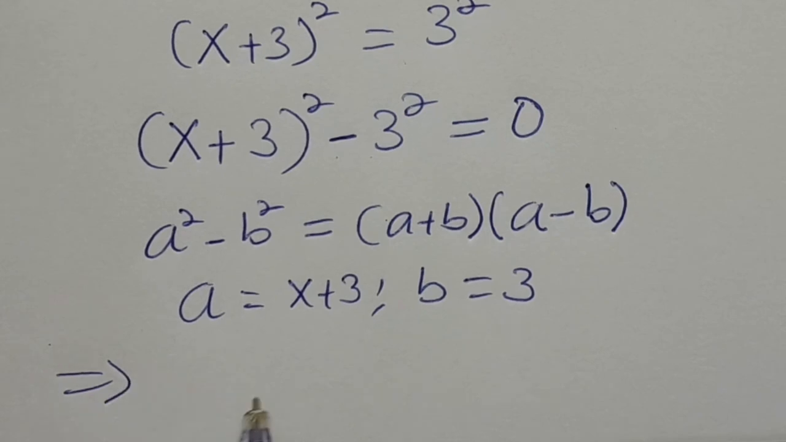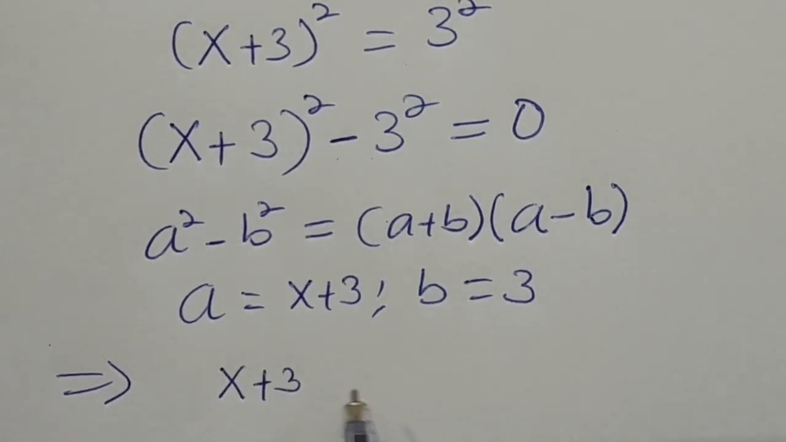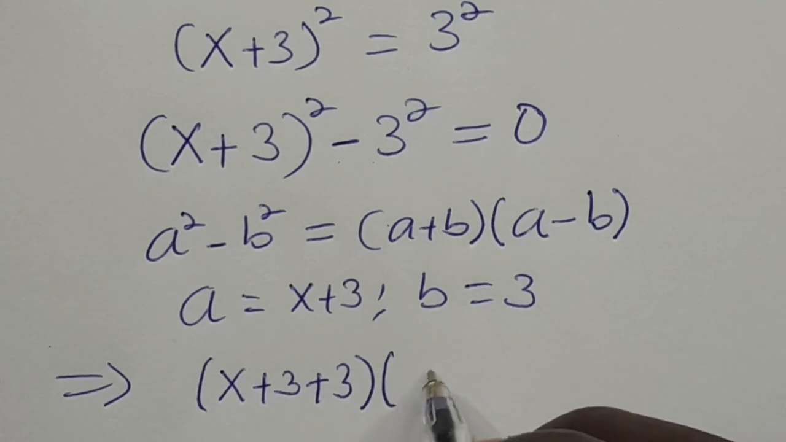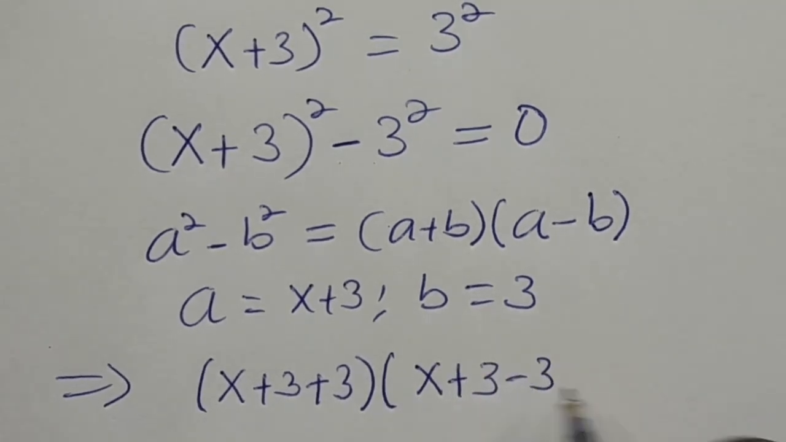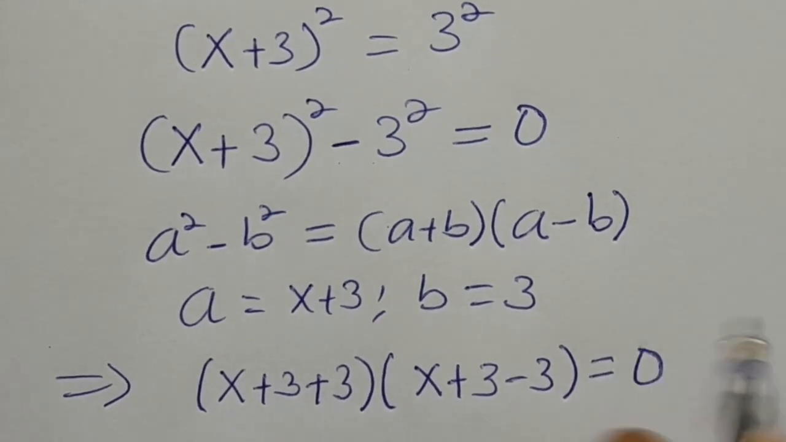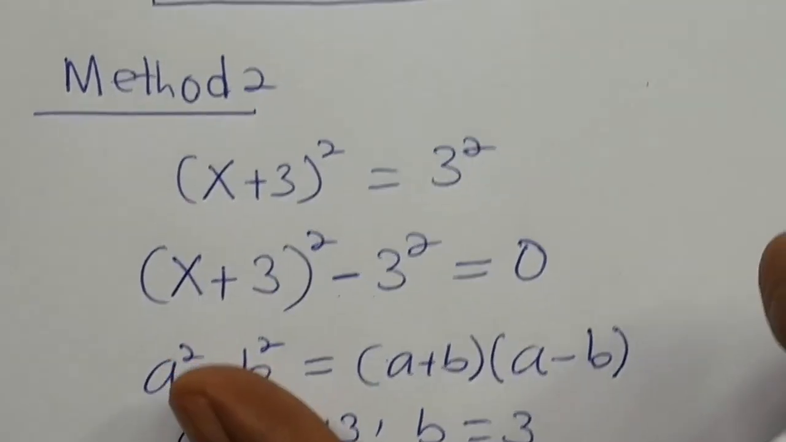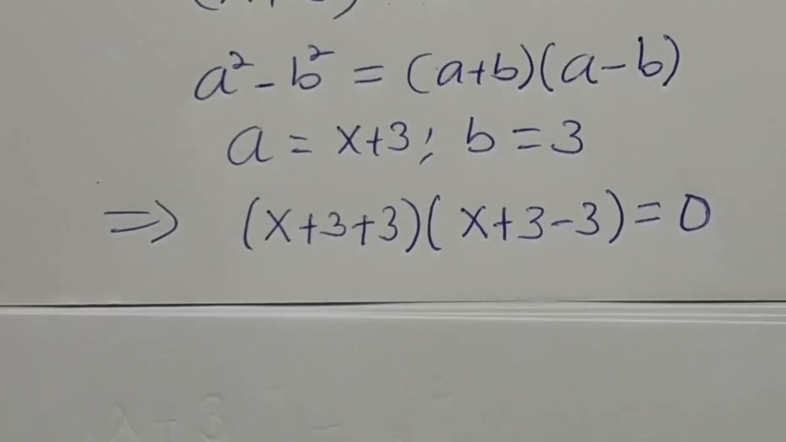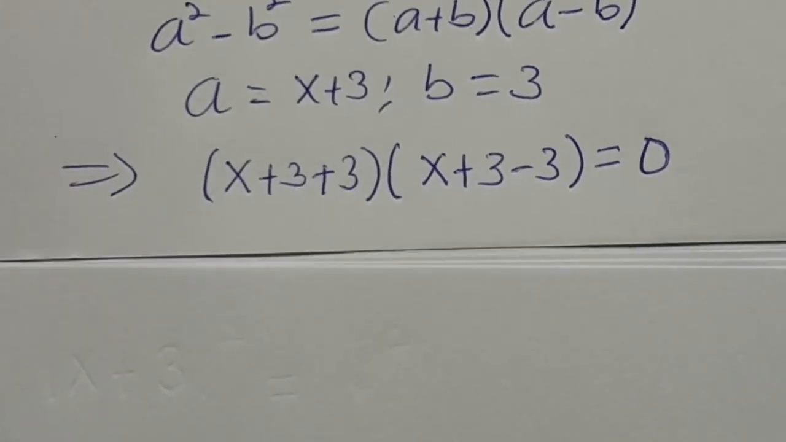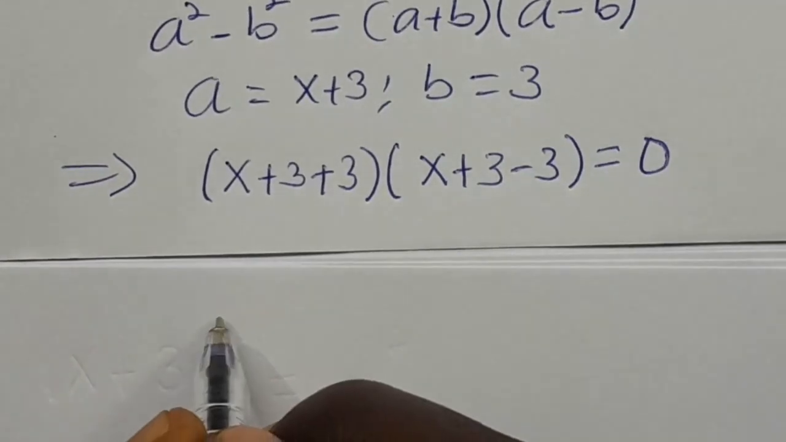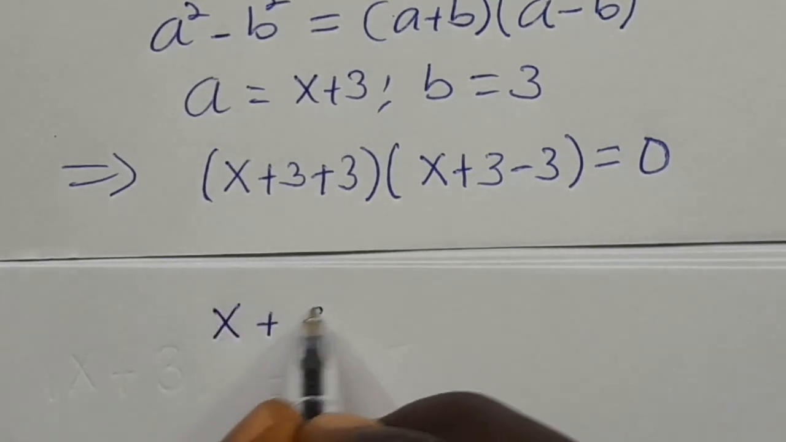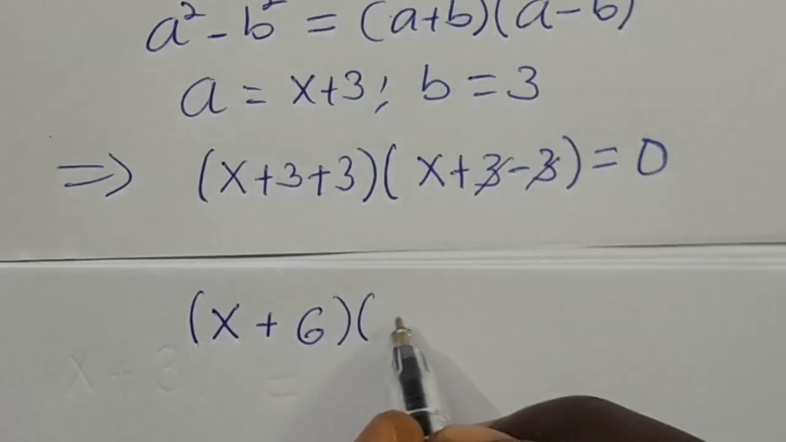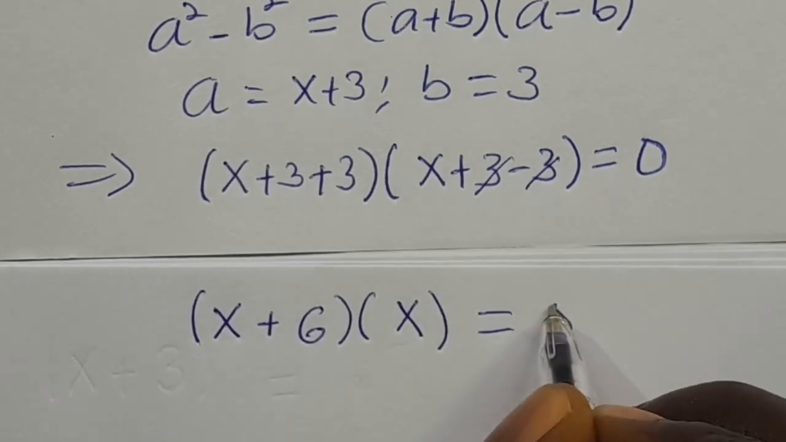And so therefore, we are going to have (x + 3 + 3) multiplied by (x + 3 - 3), and we set everything equal to 0. Now from here, x plus 3 plus 3 will give us 6. Multiply by this, and this and this we cancel. We only have x left, then we have everything equal to 0.